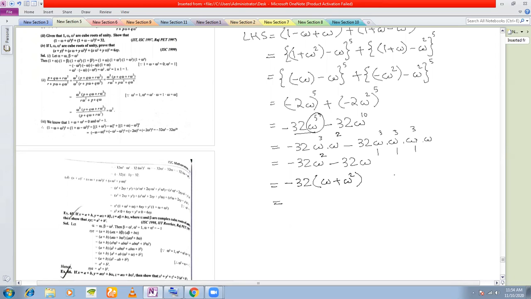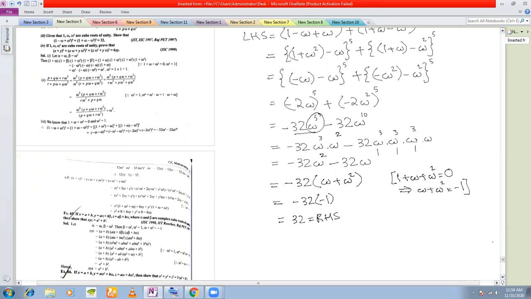Now see that 1 plus omega square is equal to 0. What does it mean? That omega plus omega square is minus 1. So you get minus 32 into minus 1, which is equal to 32, which is equal to your right hand side.